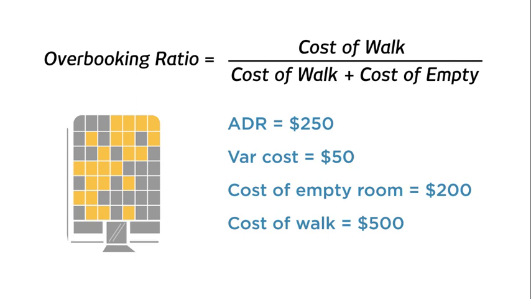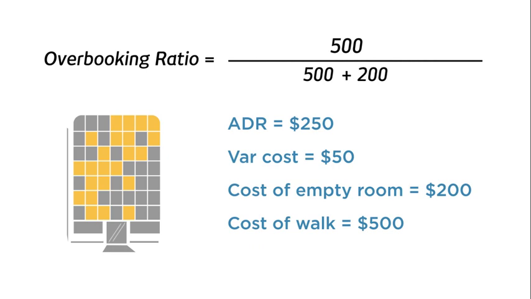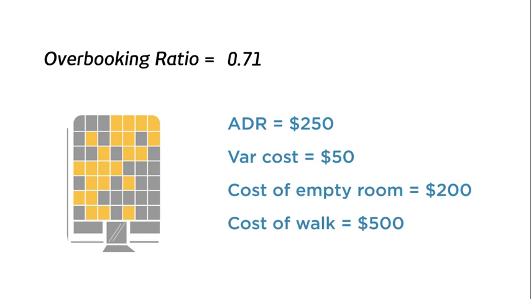So let's calculate that ratio. It's just going to be the cost of walking, $500, divided by the cost of walking, $500, plus empty, $200. So it's going to be 500 divided by 700, or 0.71. Now you might be wondering, well, what in the world am I going to do with that number? Well, we'll get to that in a moment.